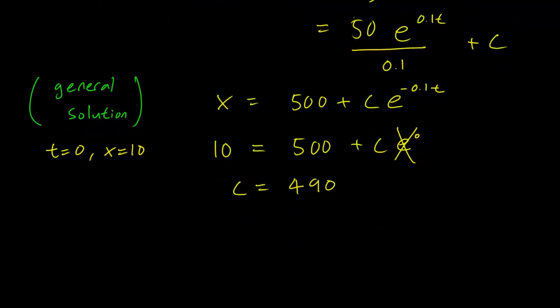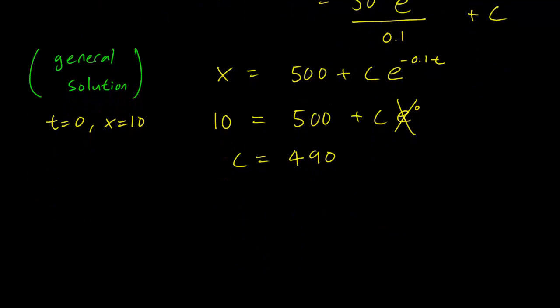minus 490. And we can solve our differential equation: x equals 500, and plugging the c into the general solution, we get 490. Oops, sorry. This should be a minus 490, of course. Whoops. Minus 490 e to the minus 0.1t.